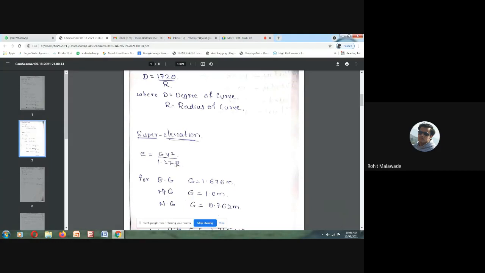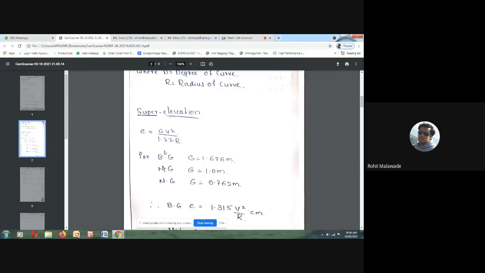Now, the super elevation. You already know what super elevation is. In order to find it, we will be using the formula: super elevation E is equal to GV square divided by 1.27 R, where G is the gauge distance, V is the velocity, R is the radius of the curve, and 1.27 is the constant.